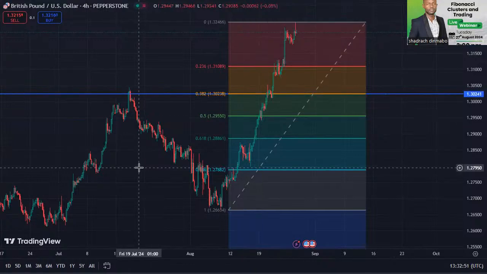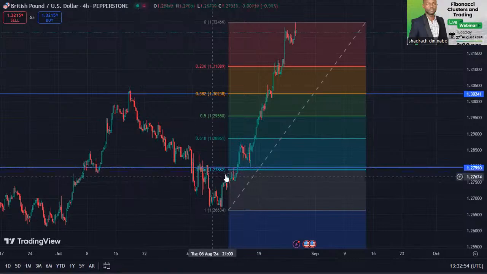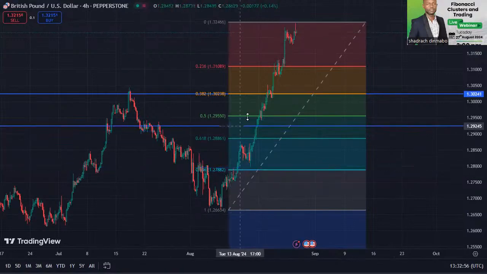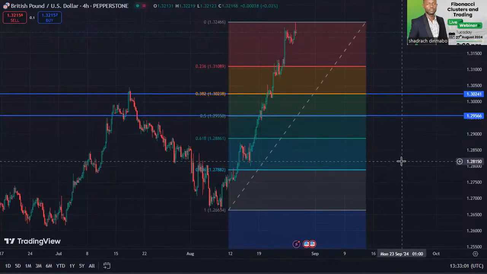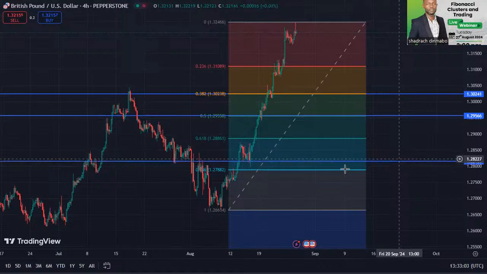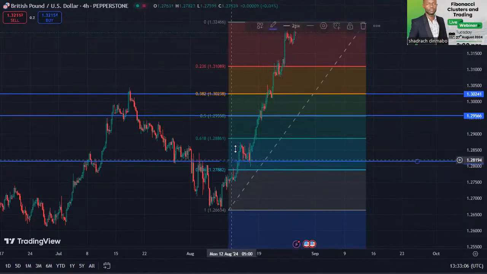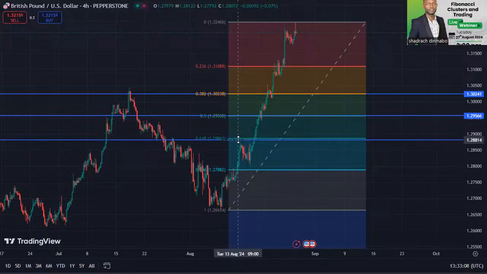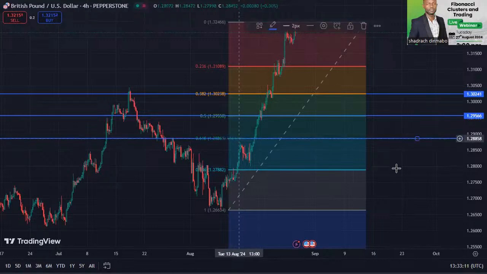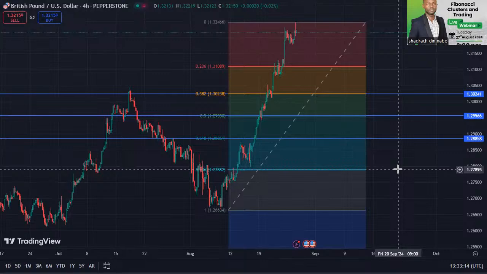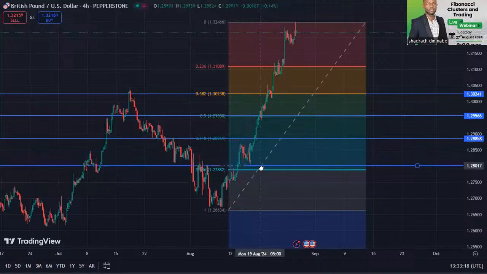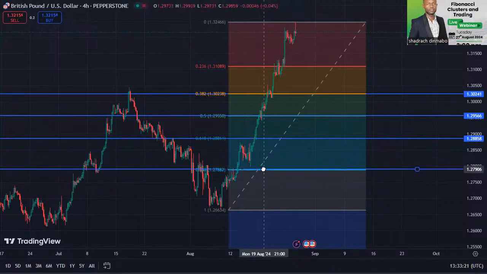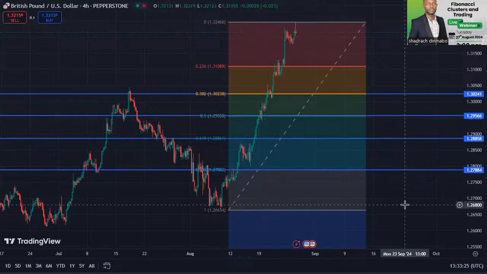So first, I'm going to take this one and place it at the 38.2 level. Then second, the next at the 0.5 or 50% level. Third, I'm going to drop it at the 61.8% level. And then the fifth, I'm going to drop it at the 78.6 level. So I've done that.